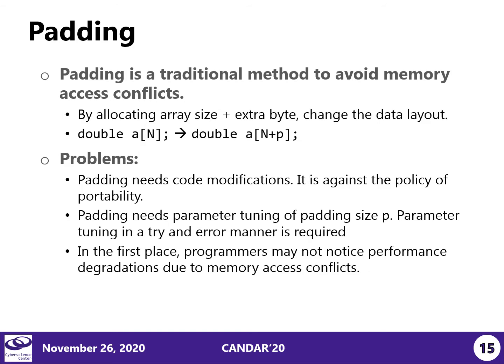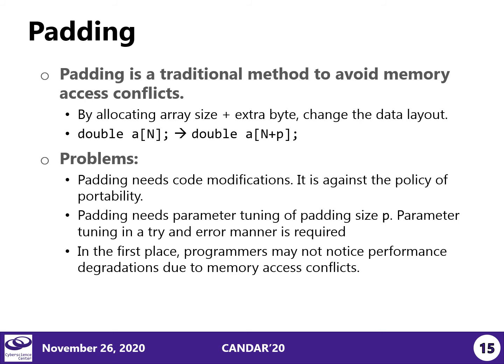To avoid memory access conflicts, there is a well-known technique called padding. The occurrence of memory access conflicts depends on data layout, so changing data layout will be a solution to the memory access conflicts problem. In padding, by allocating extra bytes for arrays, we change the data layout. If a suitable size of extra bytes is given, we can avoid conflicts.